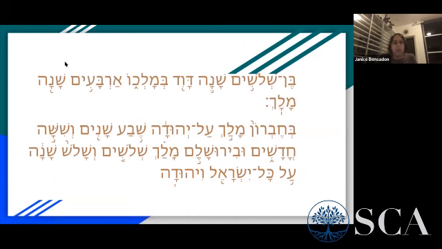And we see, Ben shloshim shana David b'malcho, arba'im shana malach. He was 30 years old when this happened, and he was king for 40 years. In Hebron he was king over Yehuda for 7 years. So you have to realize 7 years was the civil war, of Avner, of Ishbosheth, of Yoav and Abishai, and all this drama going on. And now he goes to Yerushalayim, where he will be king for 33 years over all Israel.